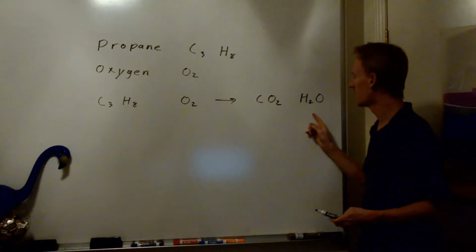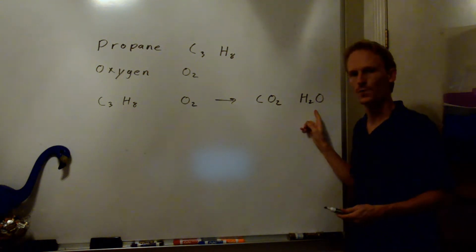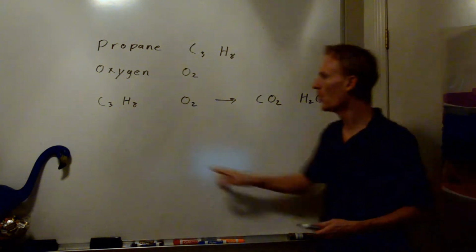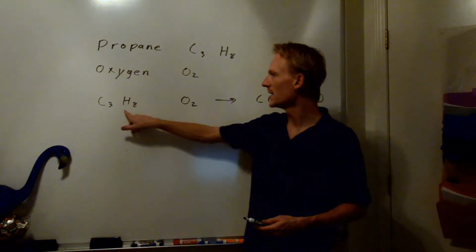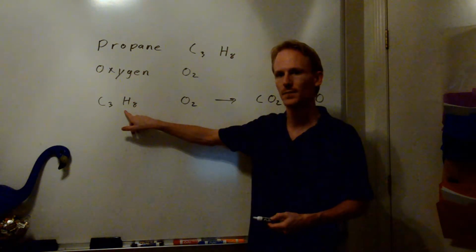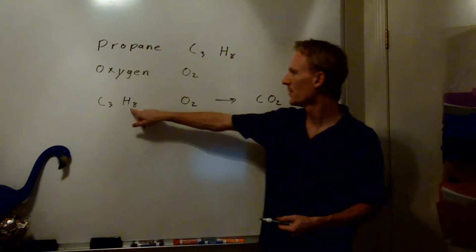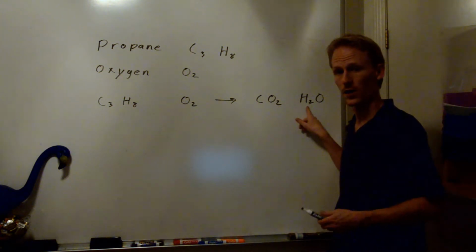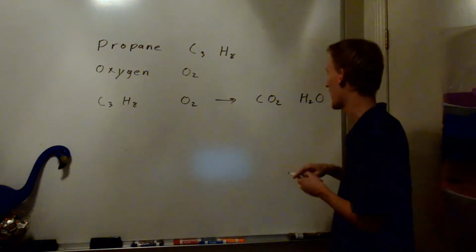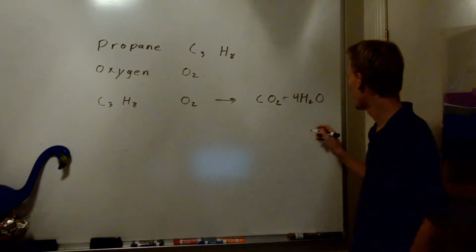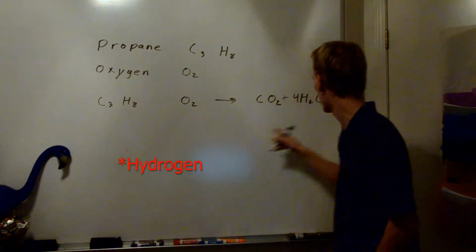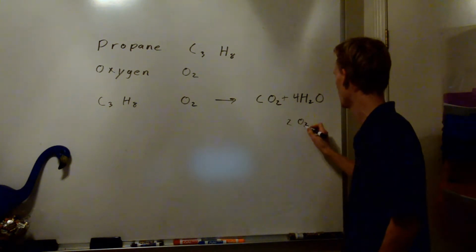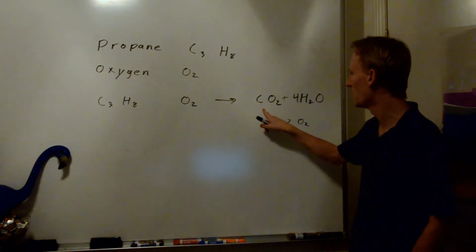Looking at the right side of our equation, only one of my products has hydrogen in it: H2O. Over here, I have 8 hydrogens in our propane molecule. So, there's 2 over here, there's 8 over here. I have a minimum of 4 water molecules I'm going to get out of this reaction. Okay, looking at that, I've now used all of my propane from over here, and I have used 2 O2 molecules.